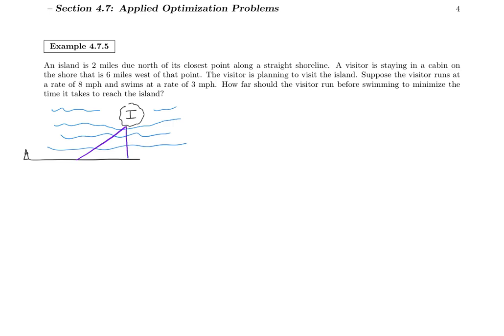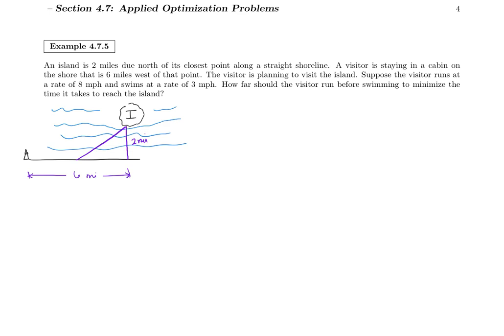We know that the island is 2 miles due north of the shoreline. We know that the cabin, this total distance to the cabin, is 6 miles from the point where the island would meet the shoreline. So what we need to figure out is how far does our person want to run before they start swimming?